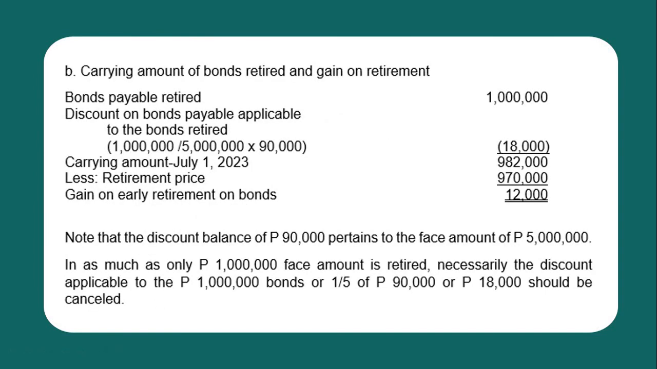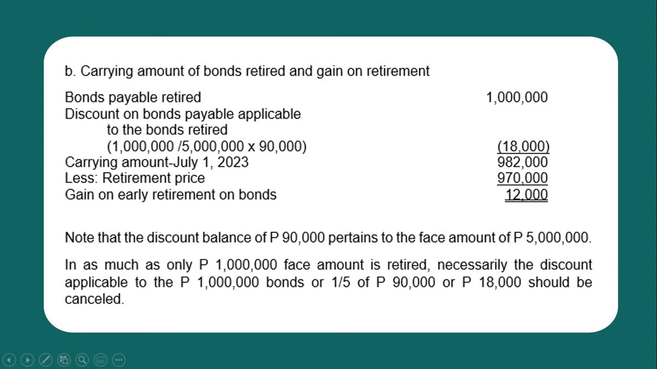Next is the carrying amount of the bonds. So that will be bonds payable retired, 1 million, less the discount on the bonds payable applicable to the bonds retired. So ang total nga bond discount nga nabilin is 90,000 after the updating of the amortization. But since kaning 90,000 is good for the 5 million na bonds, kwaon lang nato tong para sa 1 million. So that is 1/5 lang siya. So 90,000 times 1/5, we have 18,000. So this 18,000 is the discount on bonds payable related to the bond retired.